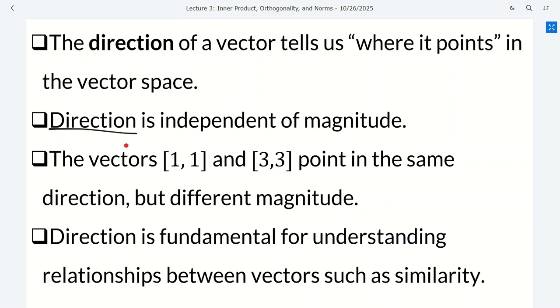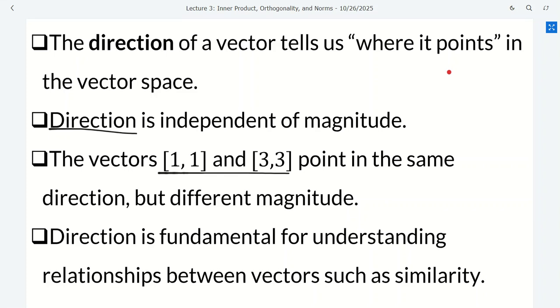Okay, right. So the magnitude and the direction are two independent things. An example is this. Now let's look at these two vectors. We have the vector (1, 1), then we also have the vector (3, 3). These vectors will point in the same direction, but they will have different magnitudes.